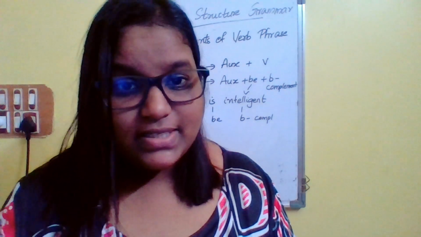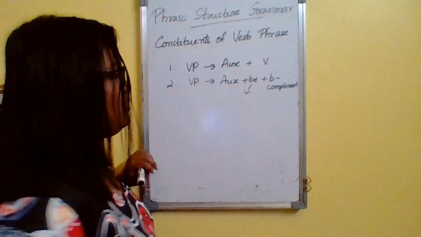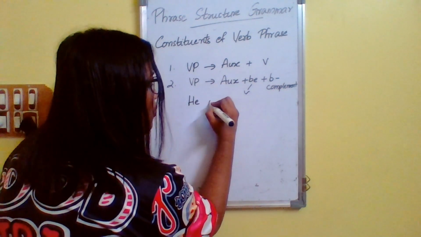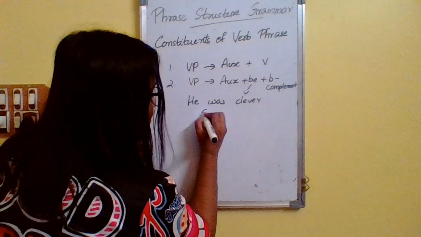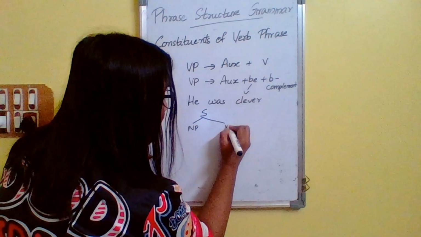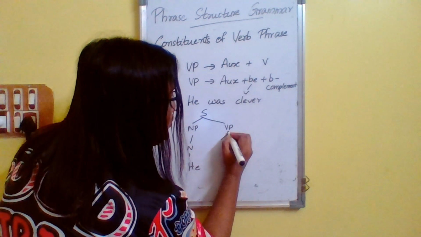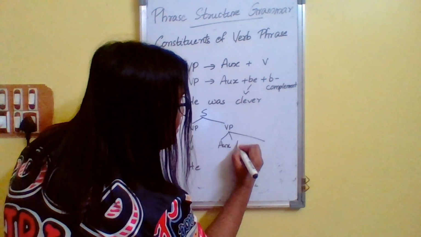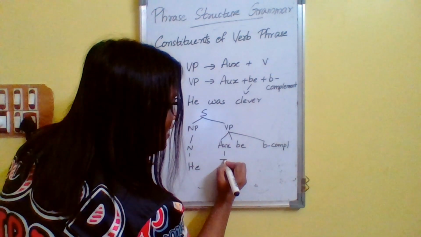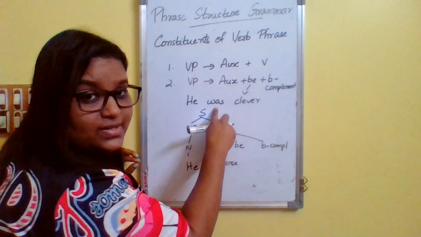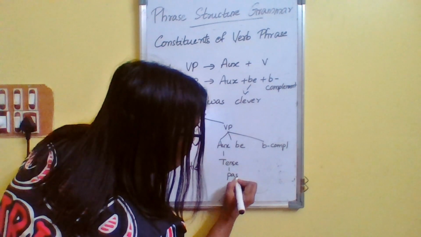Clever is be complement. Let's do an analysis of he was clever. He was clever. S is equal to NP plus VP. NP is a noun, he. VP we have to split into three: auxiliary plus be plus be complement. Auxiliary here is tense. He was. So it happened in the past. Now he is not that clever. So it's past tense.